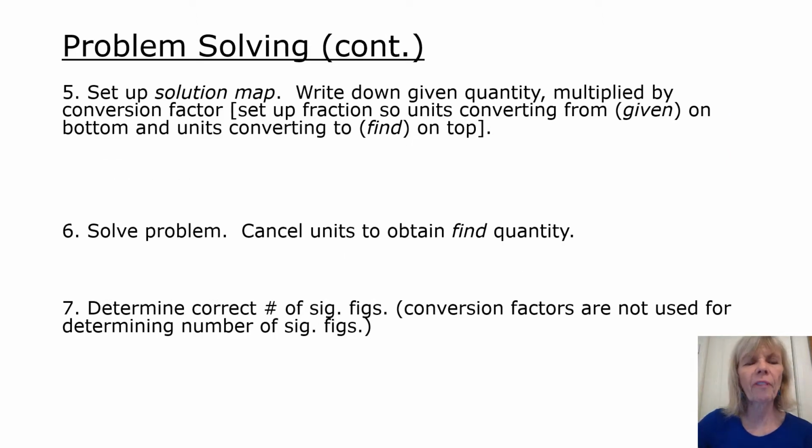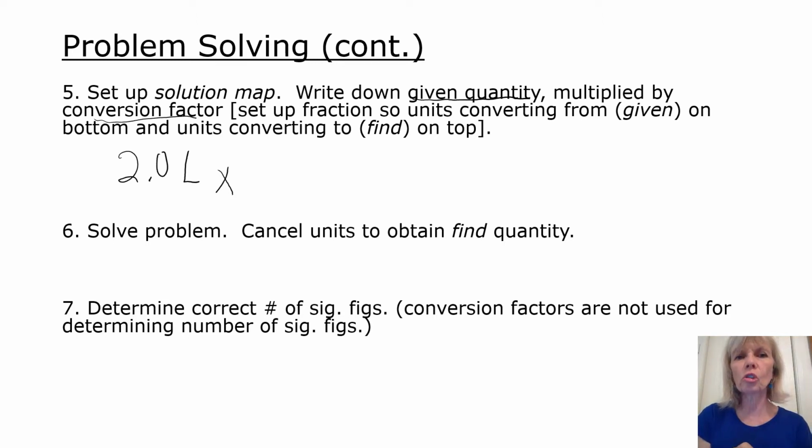Okay, step number 5 is setting up a solution map. Now this is sometimes known as a road map. So you can think about if you are going from point A to point B, you need to follow your map of how you're going to get there. So this is sort of key to setting it up. So you're going to write down your given quantity. So in this case, our given quantity was 2.0 liters. And now we're going to multiply it by our conversion factor.